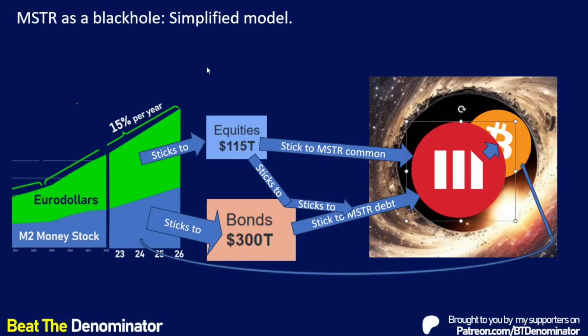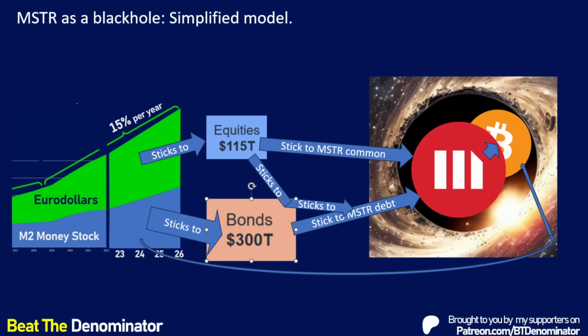And this is the simplified model of how MicroStrategy is being purchased. And as a result of that, Bitcoin's being purchased. When Bitcoin's purchased, Bitcoin goes up. When Bitcoin goes up, MicroStrategy goes up. When MicroStrategy goes up, it goes up as a top equity for people to buy, and it goes up as a top debt instrument for people to invest in. And that is the simplified view of MicroStrategy.